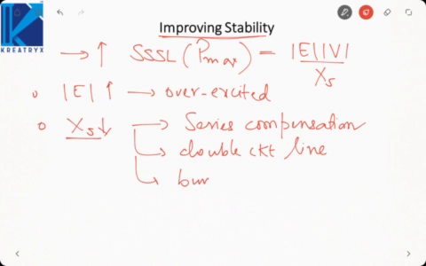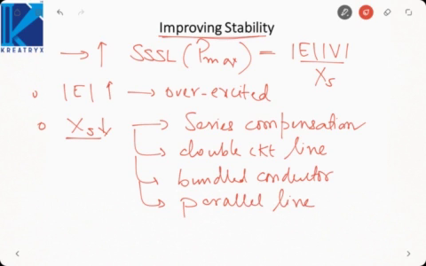By using bundled conductor, what happened in bundled conductor? The GMR is replaced by self GMD. So self GMD is more than GMR, hence inductance reduces. Otherwise, we can also use a parallel line system, that is when multiple transmission lines are connected in parallel. And the last method is called SVC, which is your static VAR compensator at the midpoint of the line.